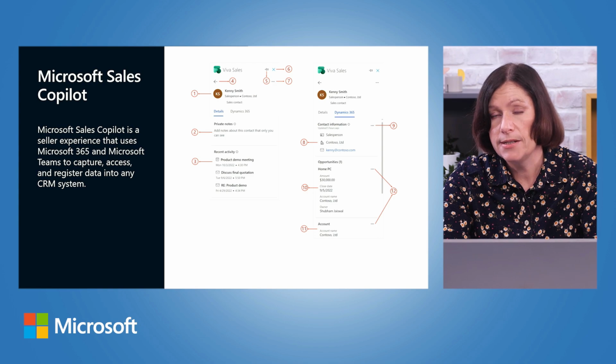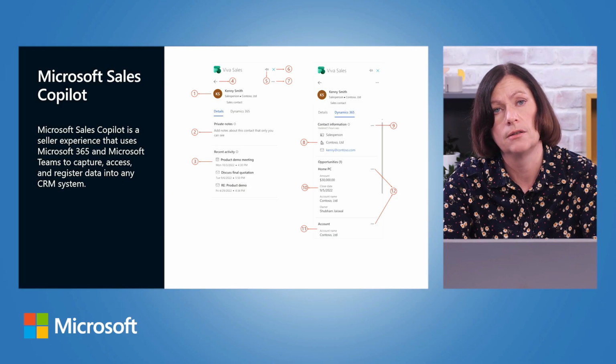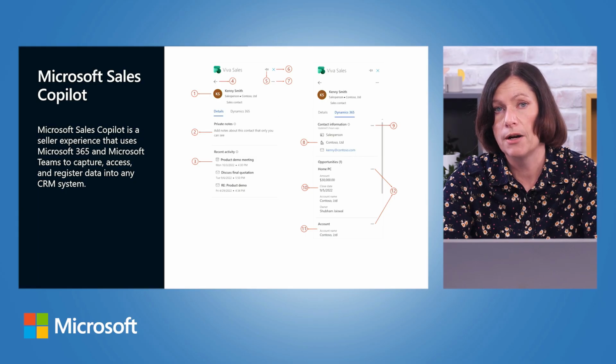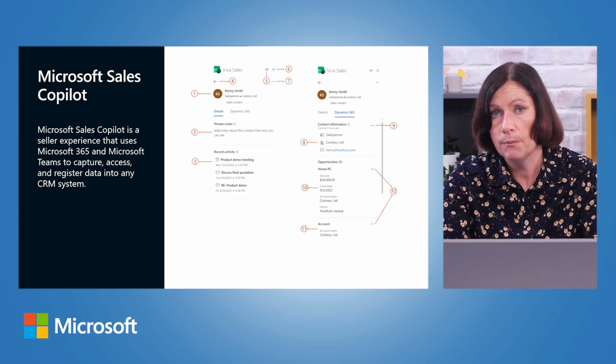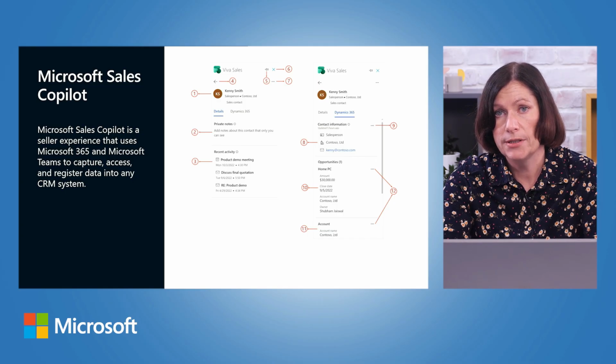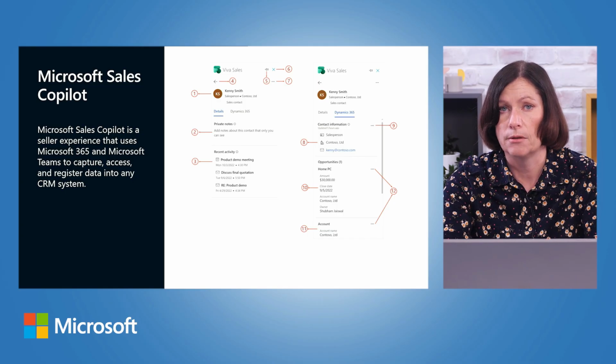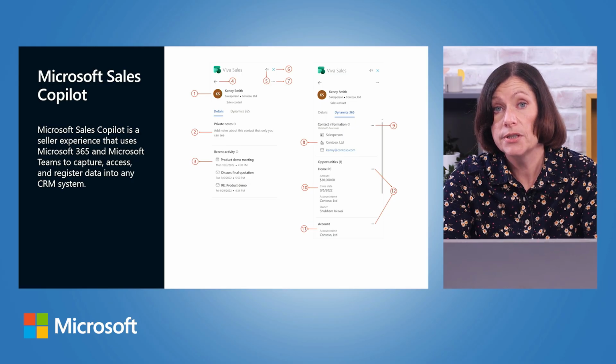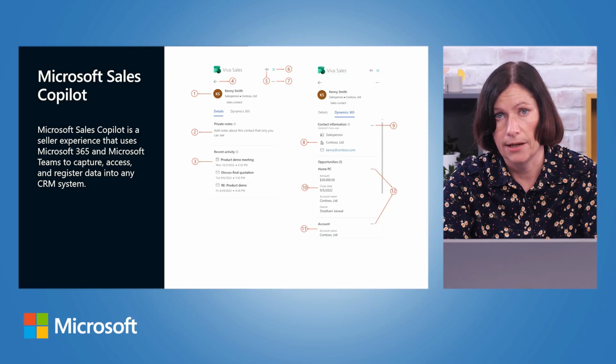One of the most exciting and innovative features of Dynamics 365 is Microsoft 365 Sales Copilot. Microsoft Sales Copilot is a seller experience application that uses Microsoft 365 and Microsoft Teams to automatically capture, access and register data into any CRM system. It eliminates the need for manual data entry and gives sellers more time to focus on selling.